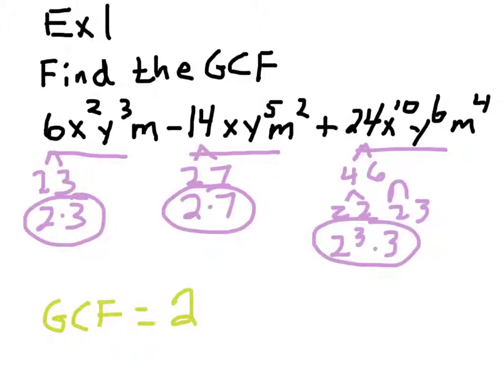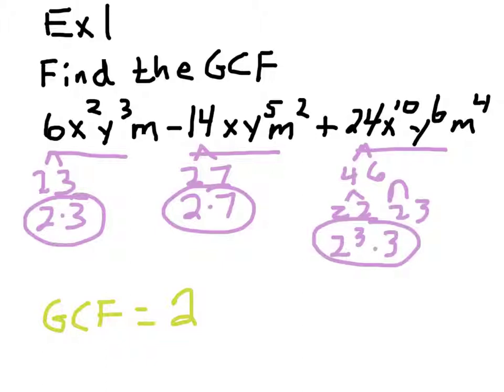Now, how about 3s? Do you have 3s in all of them? I got a 3 there. Nope, I don't have a 3 there. So I don't have a common factor of 3, nor do you have a common factor of 7. So for number-wise, you got a 2 in all of them.